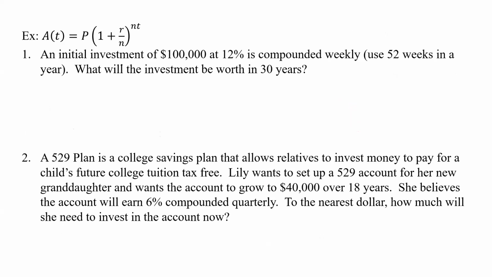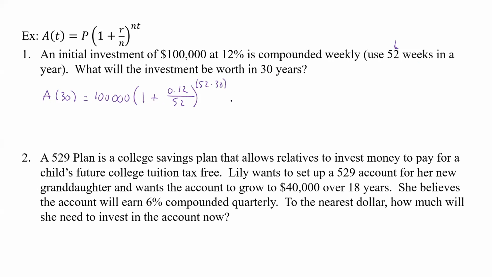This one, again, they're nice to give us a formula here. It says an initial investment of $100,000 at 12% is compounded weekly. Because different banking systems use different ones, some use 50 weeks, some use 52, they said this one's 52 weeks in a year. What will the investment be worth after 30 years? Well, A of 30 is going to be equal to what we started with, $100,000, multiplied by 1 plus our rate, 0.12, over n. N is 52 because we did it 52 times over the year. Then we take our 52 times our 30.